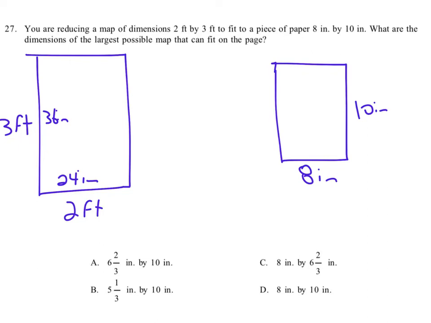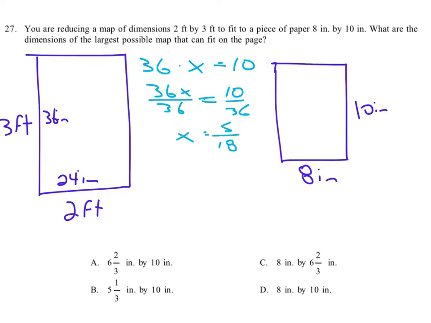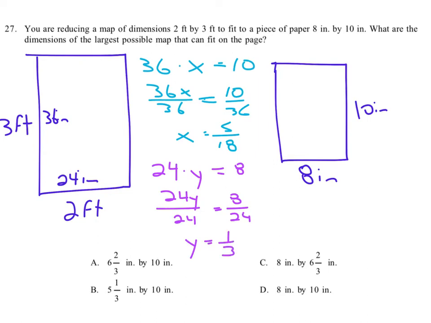Okay, now we say, what do we need to multiply 36 by to get the longer length of 10? And we can then divide both sides by 36. 36x divided by 36 equals 10/36. X equals 5/18. Okay? And then let's do the same thing for the other direction, the 24. What do we have to scale 24 down? 24 times what? Let's call this one y. We give you 8 inches. And if you do 24y divided by 24 equals 8 divided by 24, you get y equals 1/3. Okay?